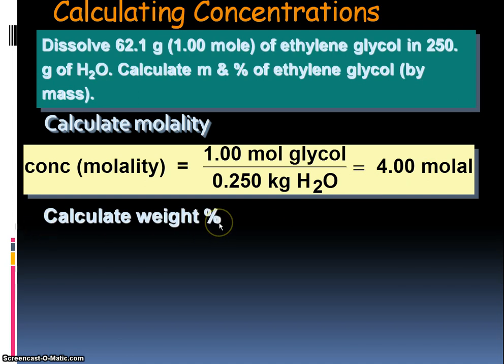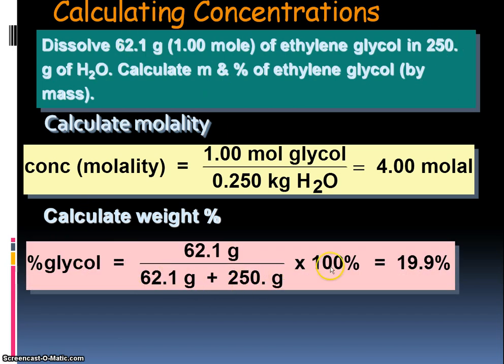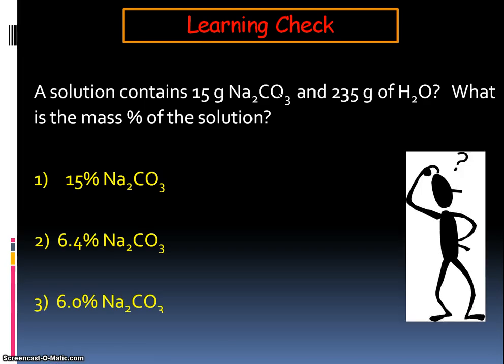Now calculate percent by weight, which is pph. We take the mass right here, add this mass and glycol's mass for the bottom, and then we multiply by 100, and we get 19%, or 19.9%. Now it is your turn. Let's see what you do. Here are the possibilities. What do you think it is?